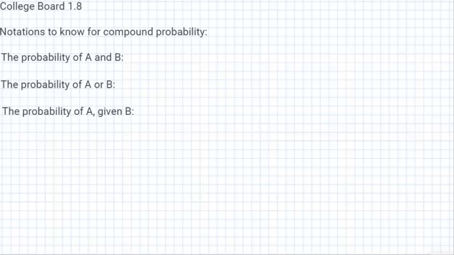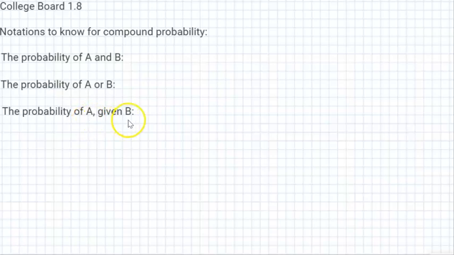So to recap, we talked a little bit about compound probability in our previous video. There we talked about compound probability as the probability of multiple events happening together. We said that the probability of A and B means we're looking for an outcome where both events happen at the same time. We said the probability of A or B means that we're looking for an outcome where either one of the events occurs, but not necessarily both.